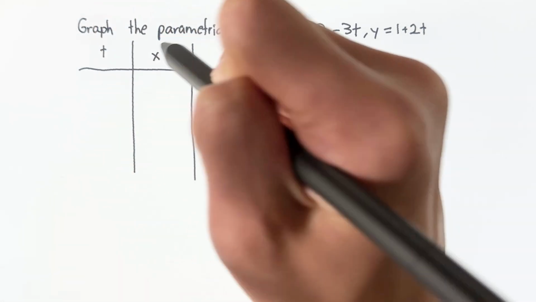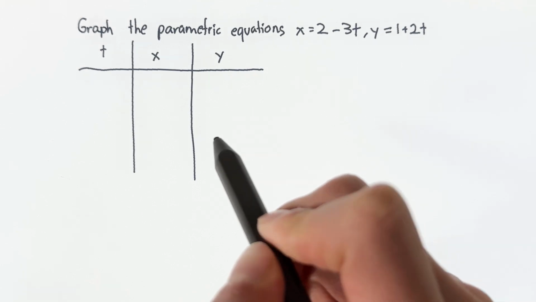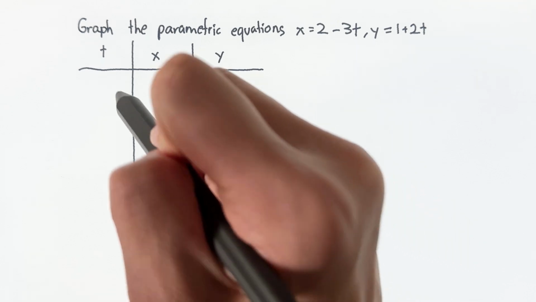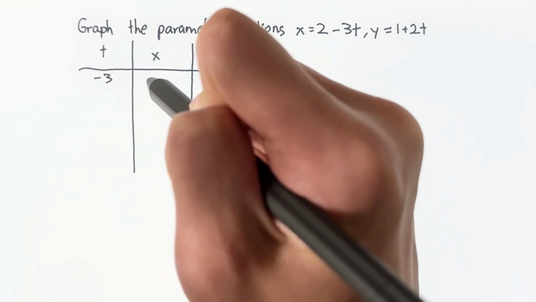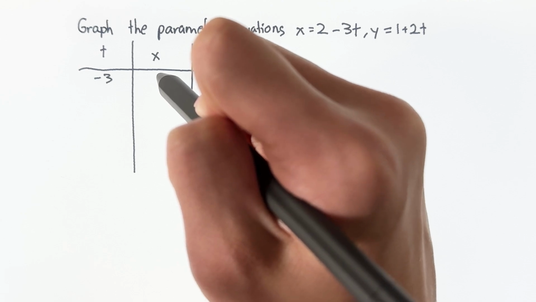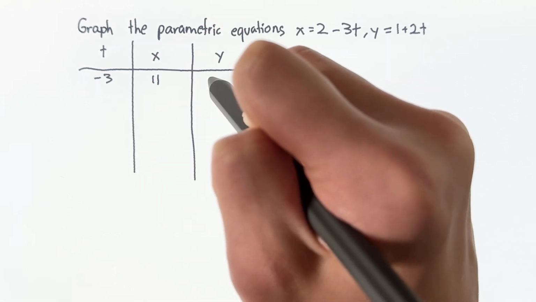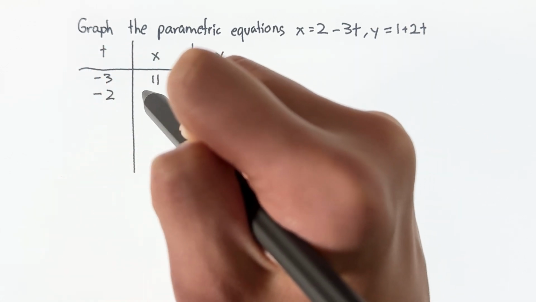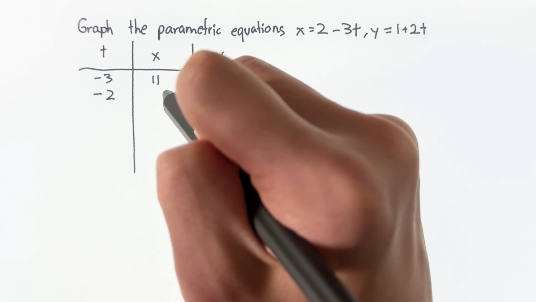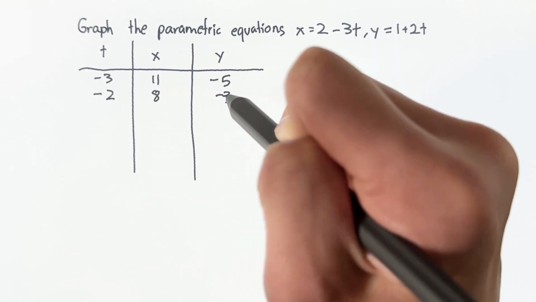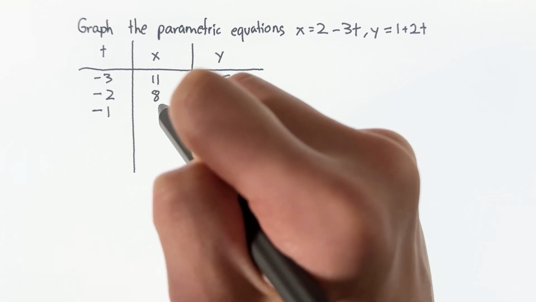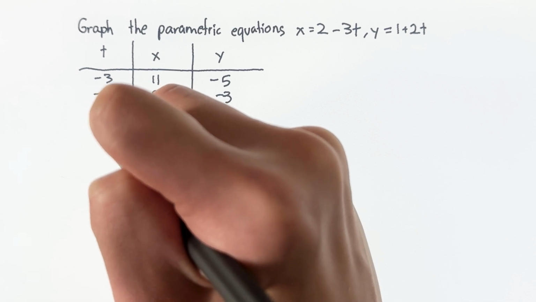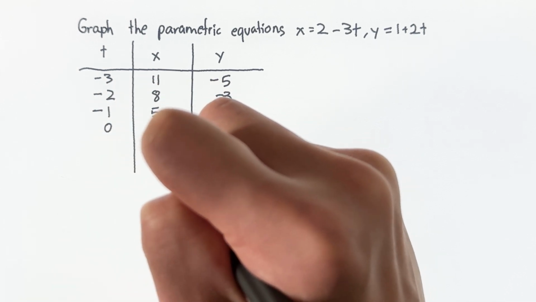So, we can first select some values of t, and then find the corresponding values of x and y. If t is -3, then x equals 11, y equals -5. If t is -2, then x equals 8, and y equals -3. For -1, x equals 5, y equals -1. For 0, we'll have 2 and 1.